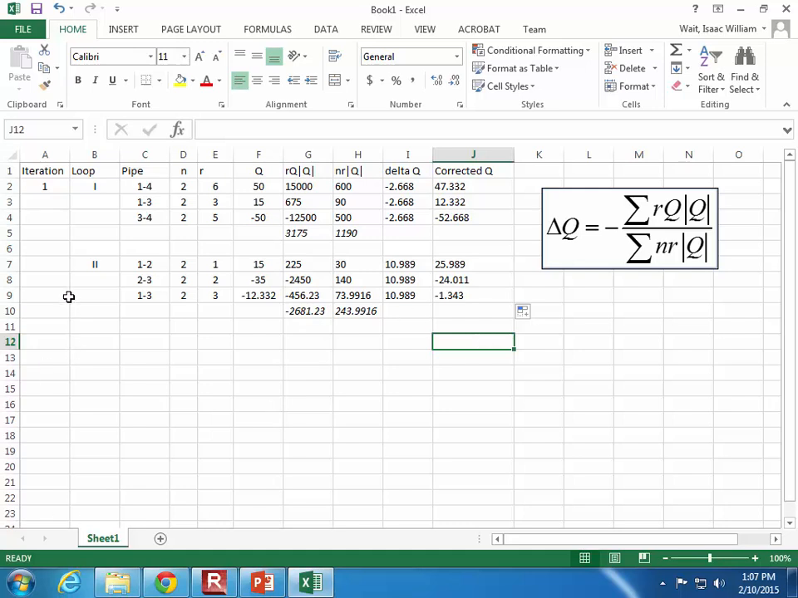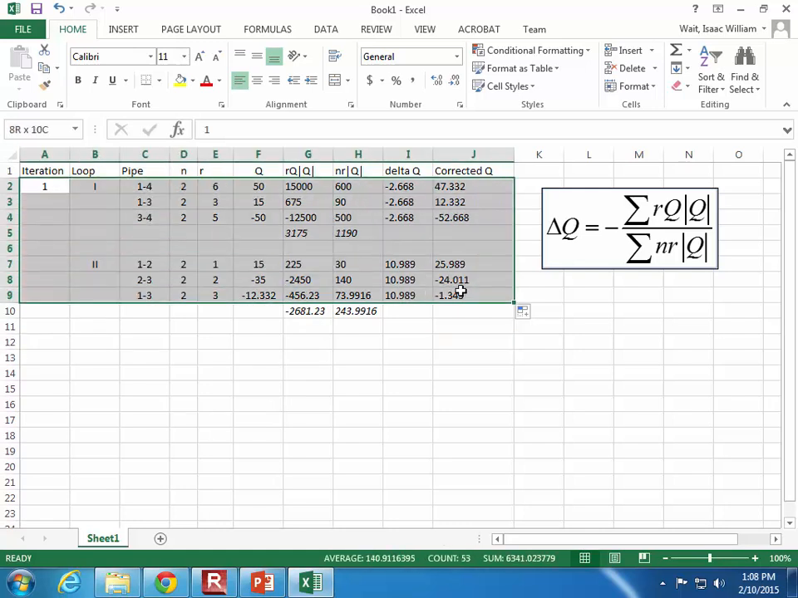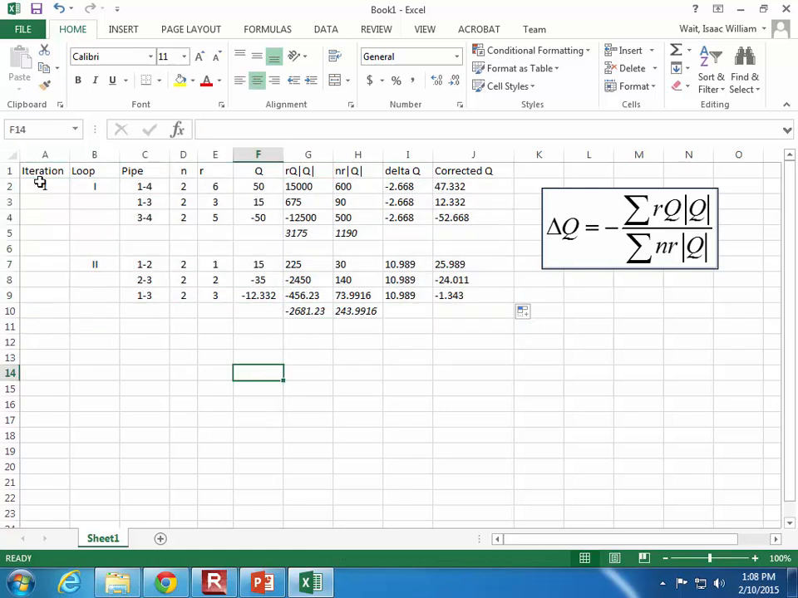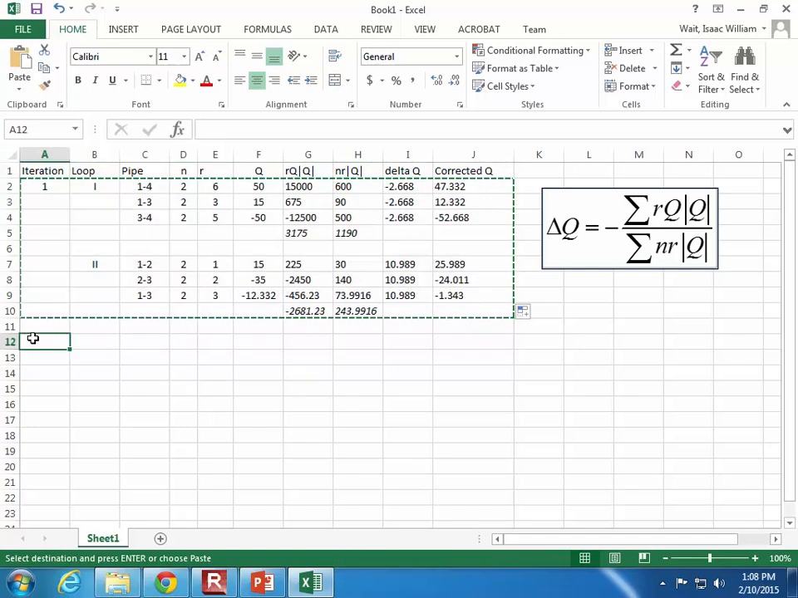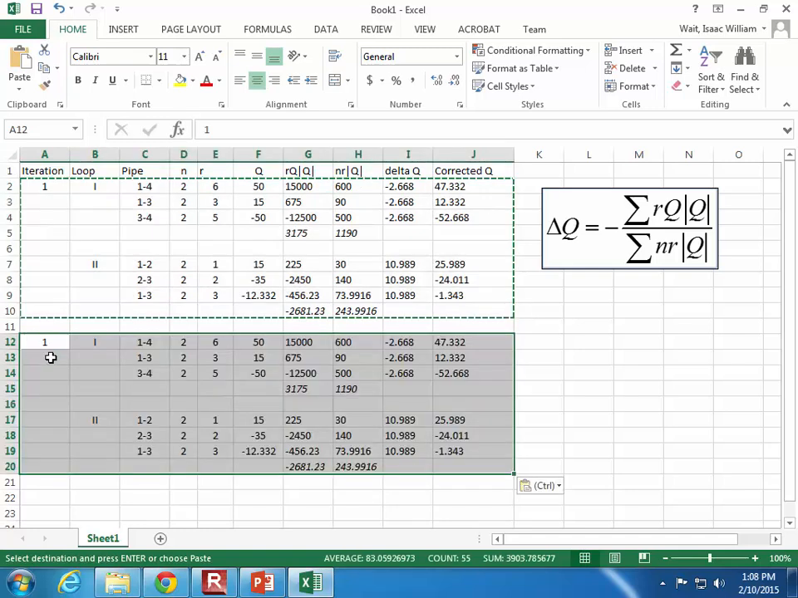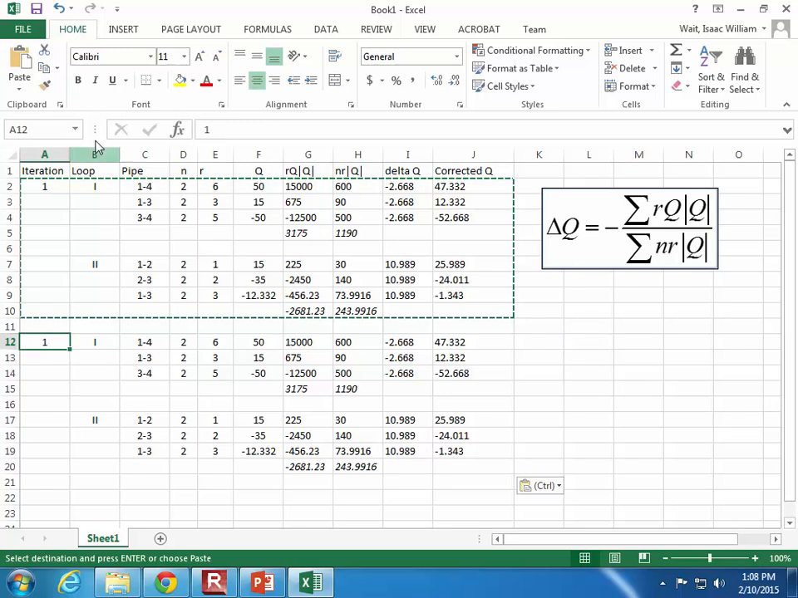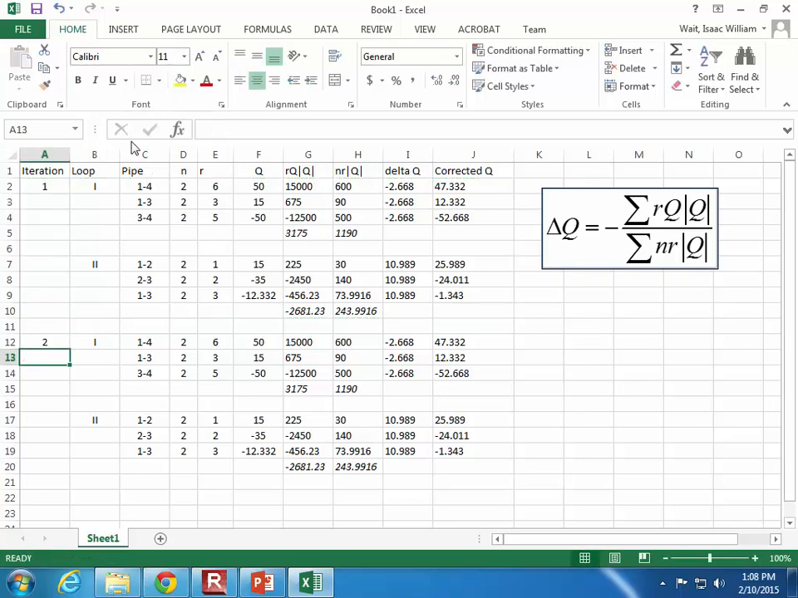All right, so now I'm debating in my mind whether I want to copy everything or just copy the things that don't change. I'm going to copy everything. So just highlight everything. Control-C is copy. And I'm going to paste it down here. Control-V. So first thing I need to do is it's iteration 2. All right. Loop 1, loop 2.